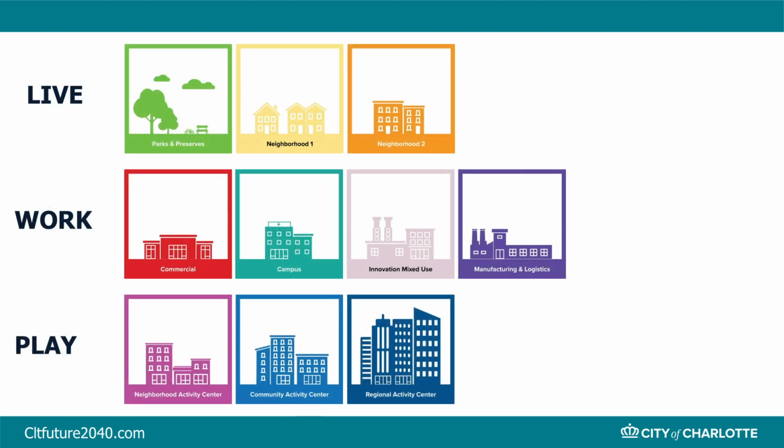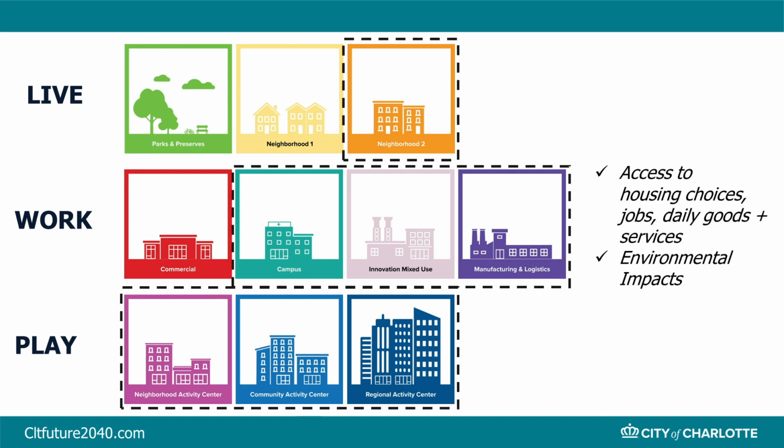Ten place types were adopted within the Charlotte Future 2040 Comprehensive Plan. They are categorized into the places we live, work, and play. Each plays an important role in realizing our vision for the future. However, several place types are more capable of improving access and mitigating environmental impacts. Therefore, today's place type discussions will primarily focus on the place types highlighted on the screen.